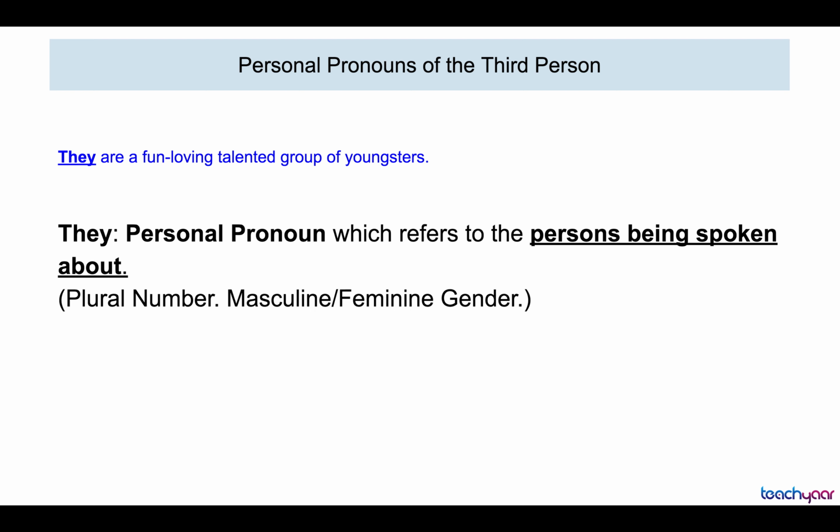So they is a personal pronoun which refers to persons. That means it is plural, being spoken about. You are watching a group and you are saying they are a fun-loving, talented group of youngsters. So it is plural and it can be either masculine or feminine.